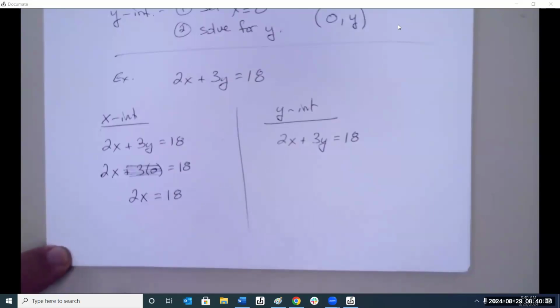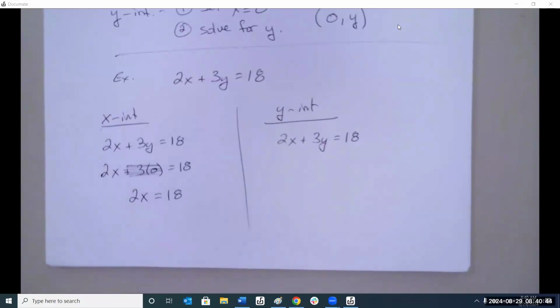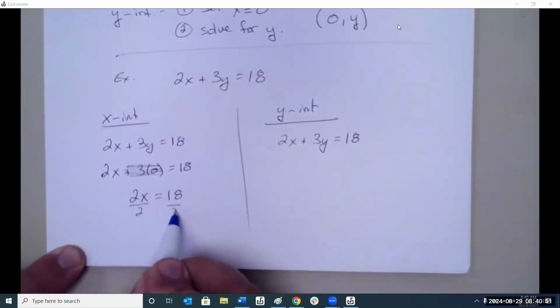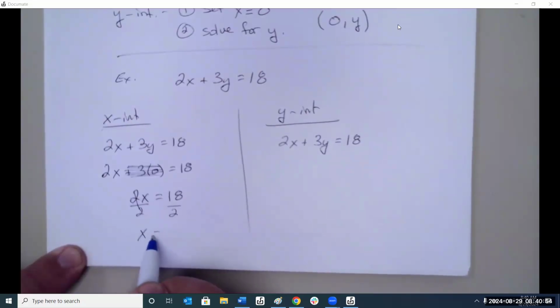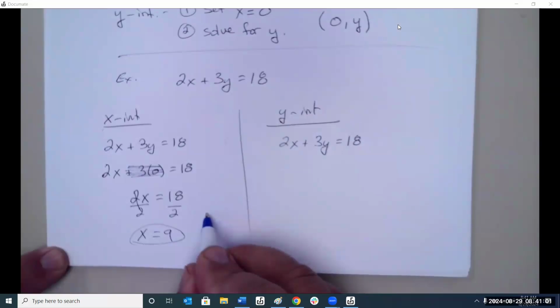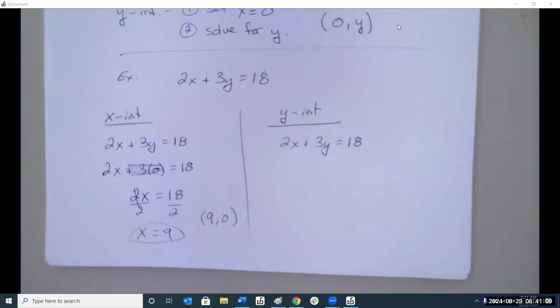How do we get x by itself? Why do we divide by 2? When you solve for variables, it's always a process of opposites. Since it's 2 times x, we have to do the opposite. So we divide by 2, both sides. 18 divided by 2 is? So what's my answer? Yes, 9 comma 0, because we're looking for the x-intercept. It's a location.